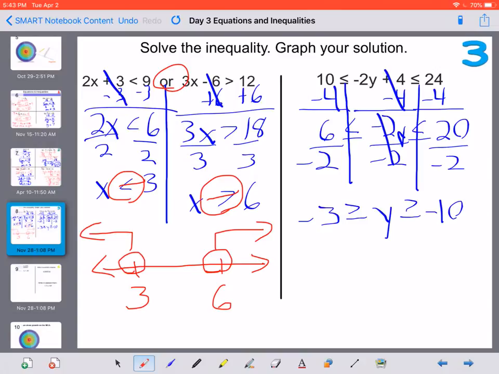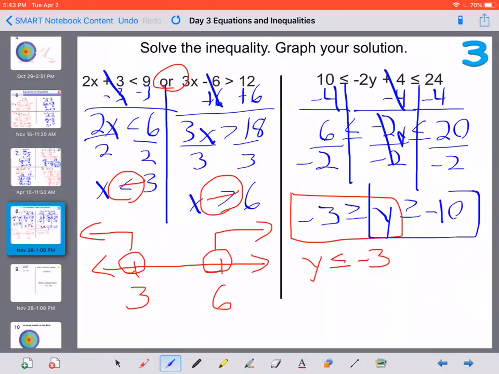So now what I'm going to do is turn this into two problems. This is going to be 1. Now I can never have my variable on the right side, so I'm going to flip this so it goes y is less than or equal to negative 3. I just flipped the whole thing. The second problem is going to give this y, but it's going to be y is greater than or equal to negative 10.